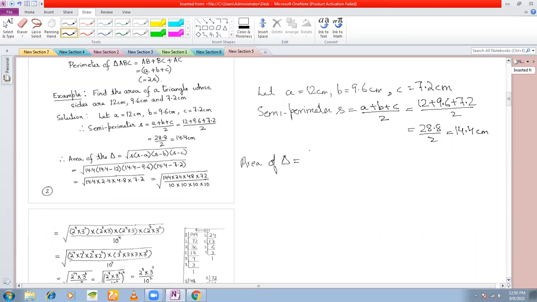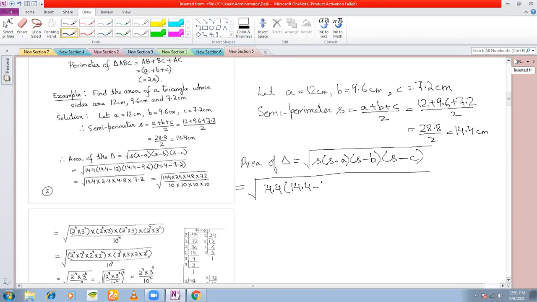Area is equal to root over of S into S minus A into S minus B into S minus C. That is Heron's formula. Now we'll see how to find it by putting the values. First of all, put the value of S, 14.4. S minus A, we have taken as 12. In fact, A, B, C, not necessarily you have to take in this order. You can take A is equal to 9.6 also. You can take B is equal to 12 also, any order you want to take.